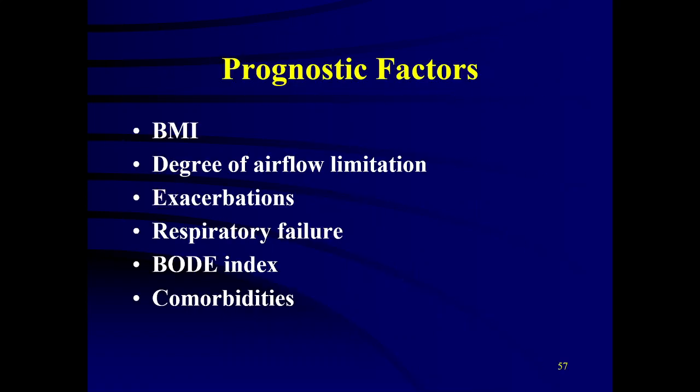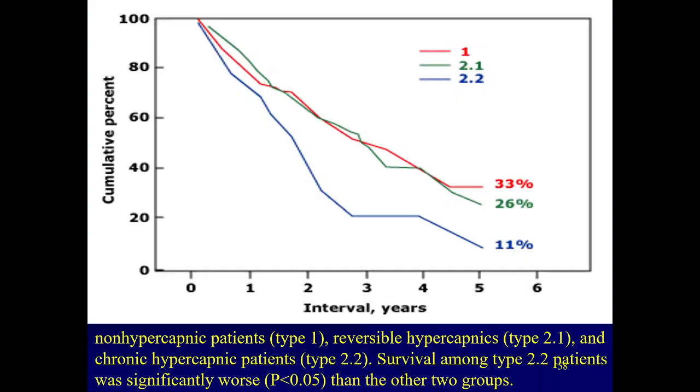The prognostic factors in COPD depend on multiple variables. Those whose body mass index is less than 21, this is a poor prognostic factor, and it depends on the degree of airflow limitation, whether they have exacerbations or not, or whether they have respiratory failure. One of the indices which indicate the prognosis is the BODE index, and the presence of comorbidities also might affect the prognosis in the patient.